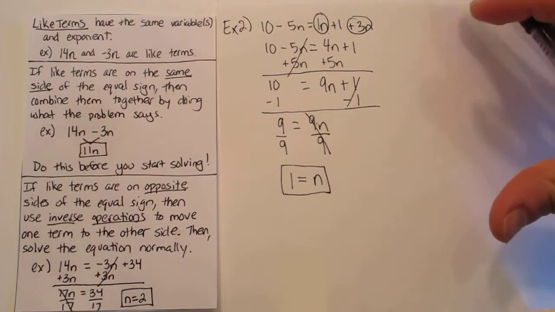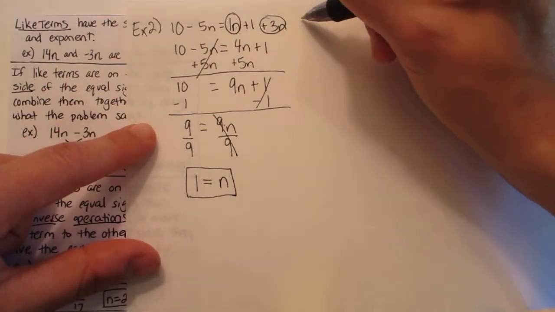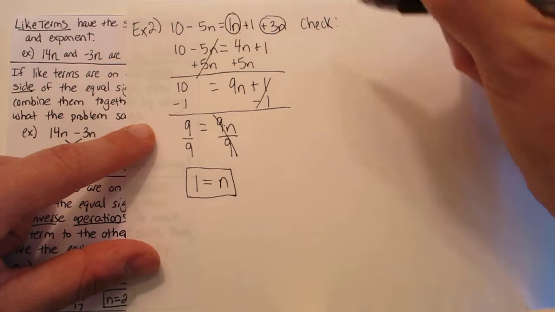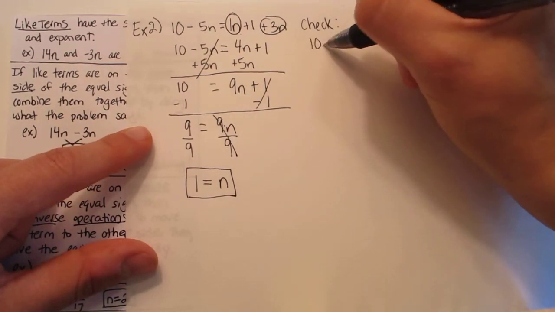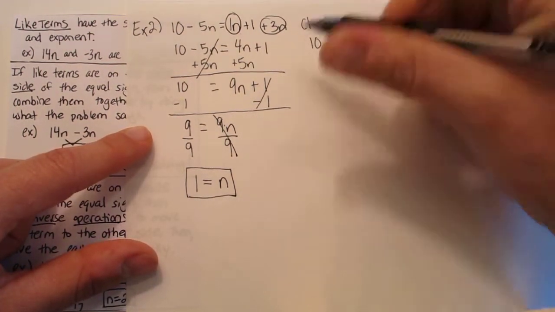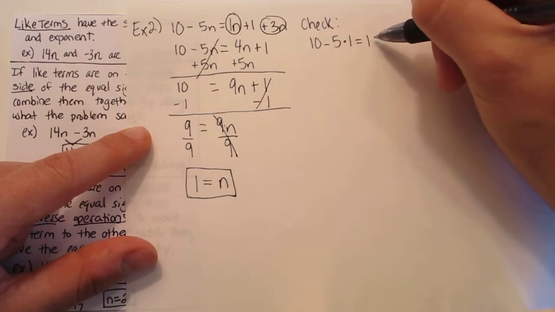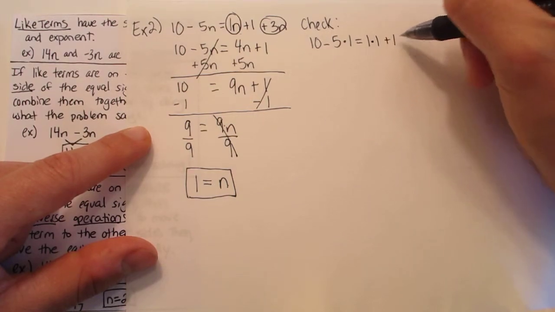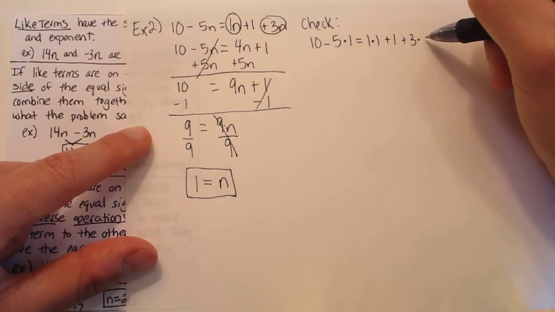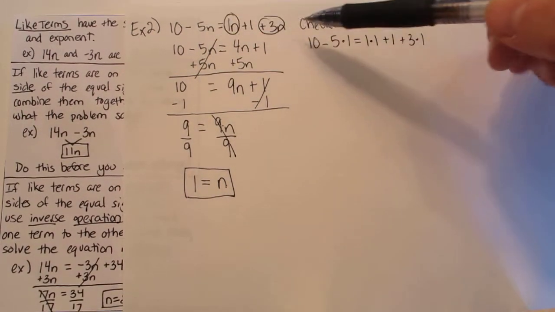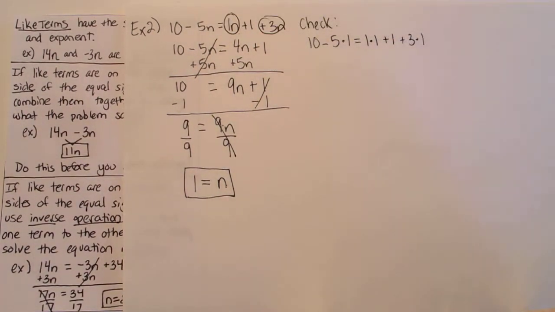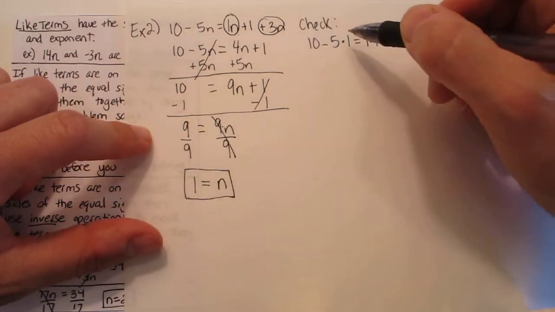So I'm going to check this. I'm going to come back over to my original equation. So here's my check. And I'm going to do 10 minus 5n, but I know now, hopefully, that n equals 1. So I'm going to say 5 times 1 equals 1n plus 1 plus 3n. So in my original equation, anywhere I had an n, I replaced that with a 1. And I'm really hoping that the left-hand side of the equal sign and the right-hand side of the equal sign are equivalent. So I'm going to work on simplifying the left.